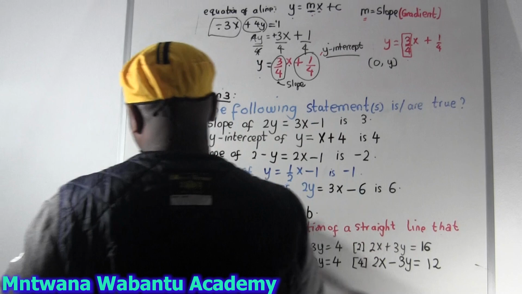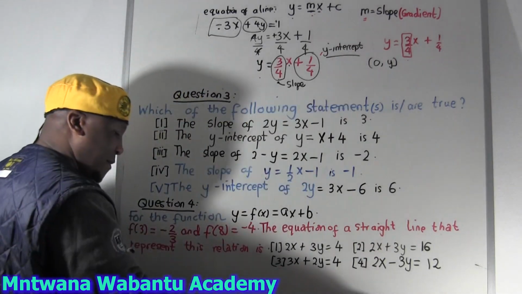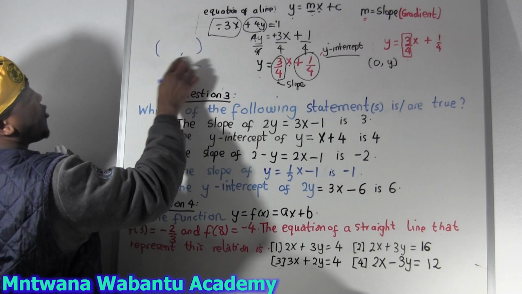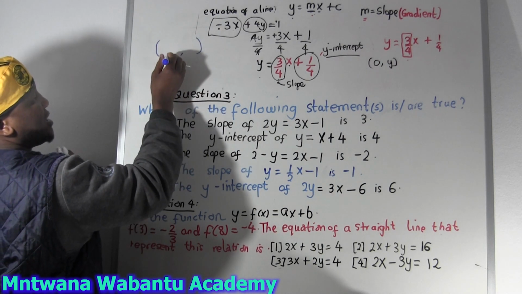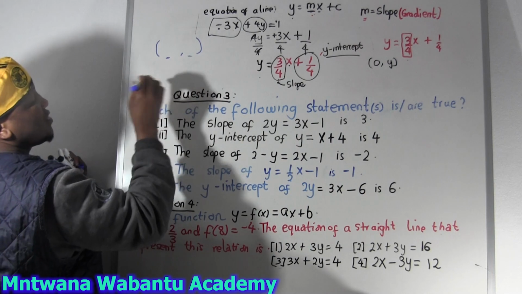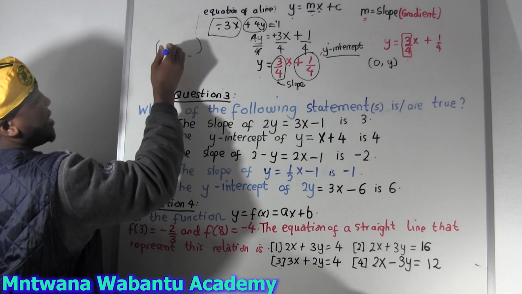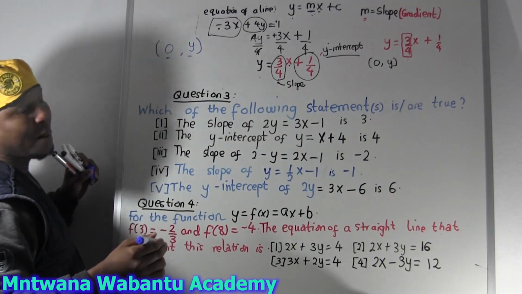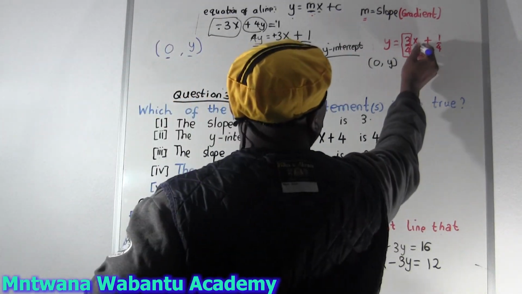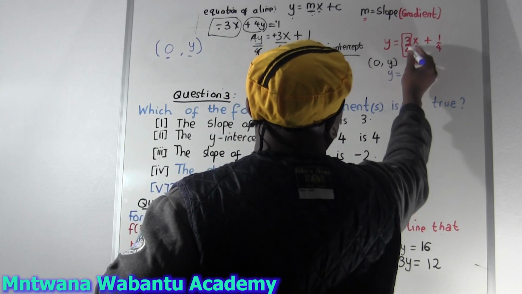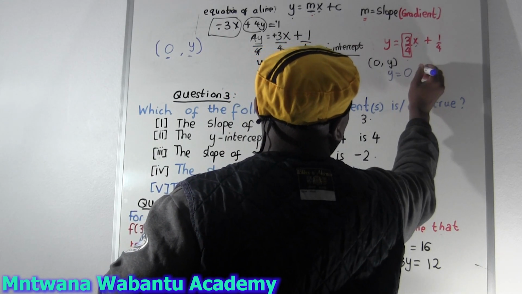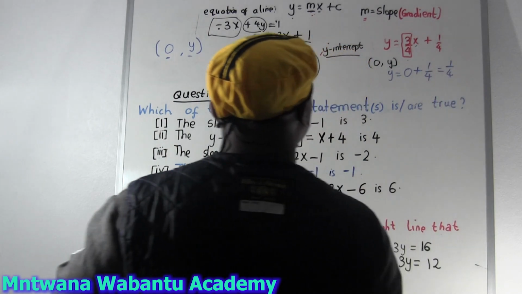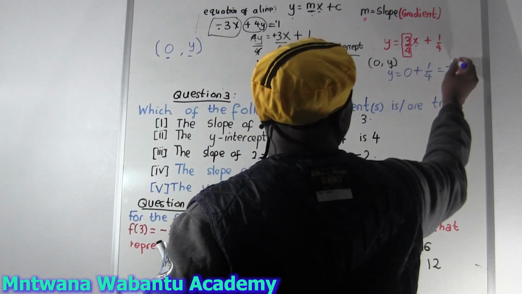When y-intercept, what do you mean? Look here. Whenever we write the coordinate of any point, the first one must be x and the second one is y. So when finding the y-intercept, the value of x must be 0. So y-intercept equals 3 over 4 times 0, which is 0, plus 1 over 4, equal to 1 over 4. That's the y-intercept.